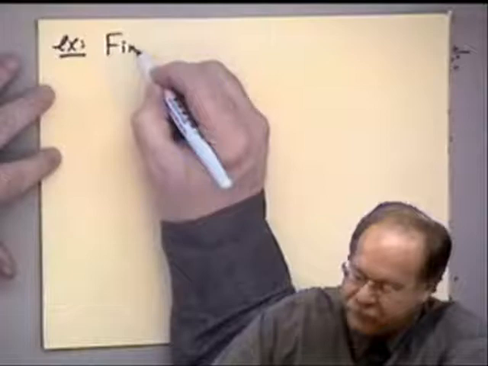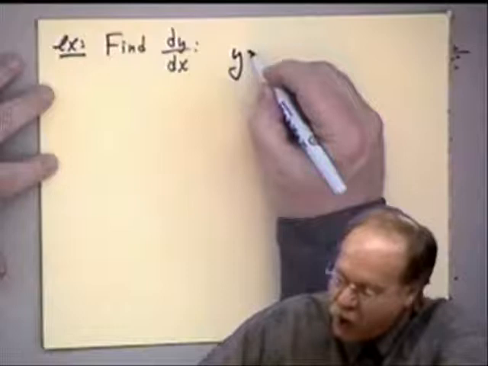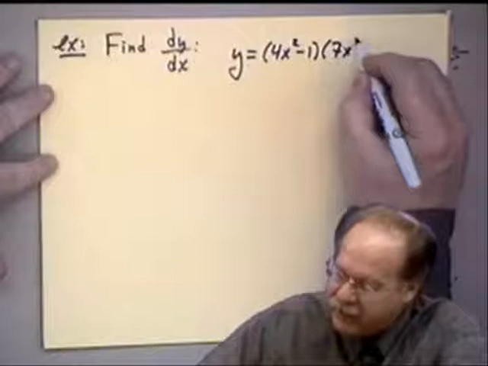Now let's look at an example. Find dy dx. That is the derivative, and here is the function given to us. Y is equal to the product of 4x squared minus 1 and 7x cubed plus x. So this is a product, and we want to find its derivative.